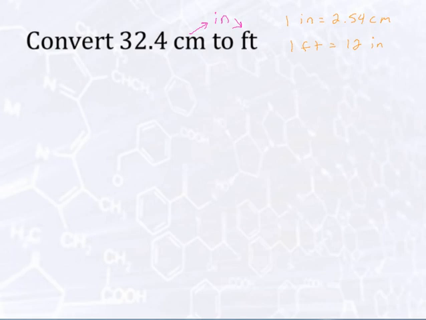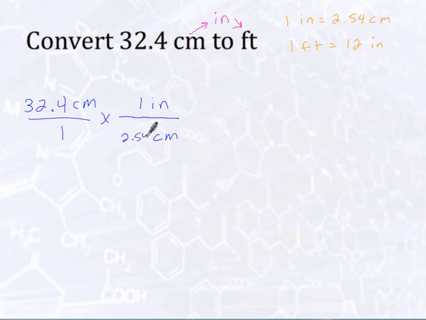Alright, so now let's start. We do it the same way. We put 32.4 centimeters over 1. Now I have to convert. I have centimeters in the numerator, so I got to get rid of it by putting it in the denominator. The only thing with centimeters is the 1 inch, so the 1 inch goes with the 2.54 centimeters. My centimeters cancel out, and now I'm left with the unit of inch. I don't want inch, I want feet.